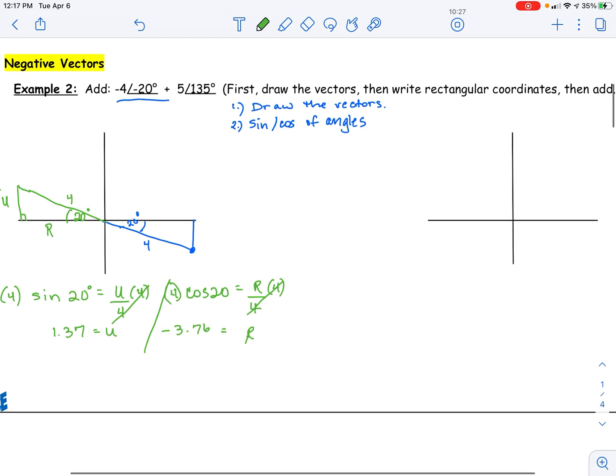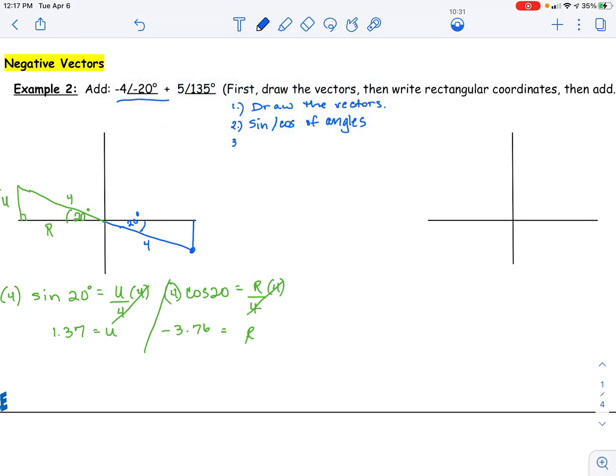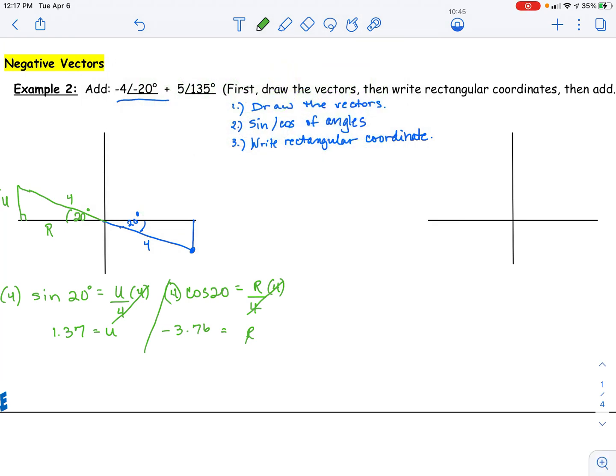All right. The third thing that we're going to do is write the rectangular coordinate. So let's do that for this particular one I did in green. So we're going to have, right always comes first. So we're going to have negative 3.76r plus 1.37u. All right, there's the first one.